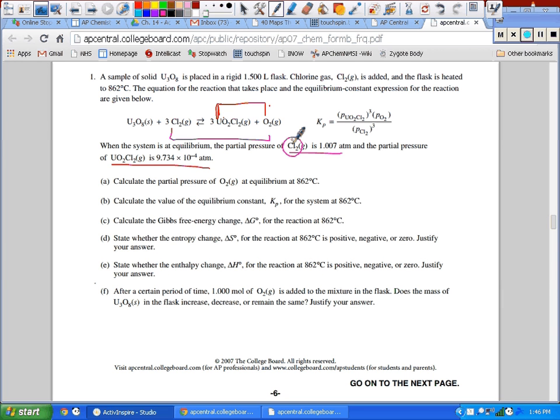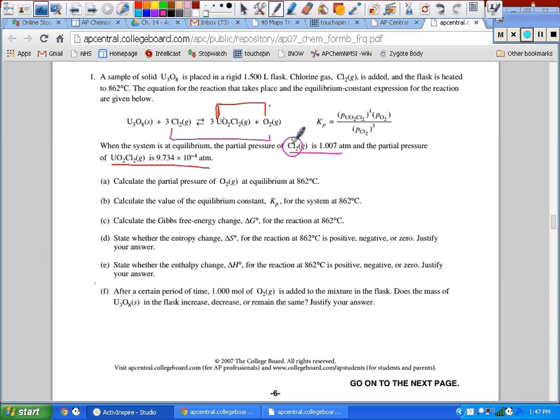Hang on one second. But here's the deal. Somebody do me a favor. Do 1.007 divided by 3. 0.336.